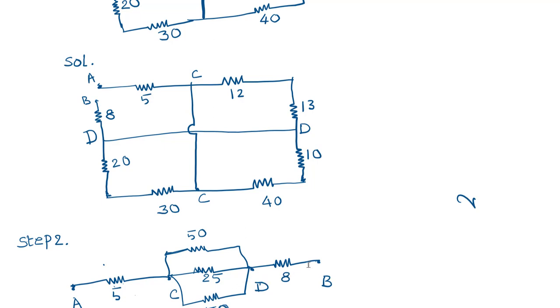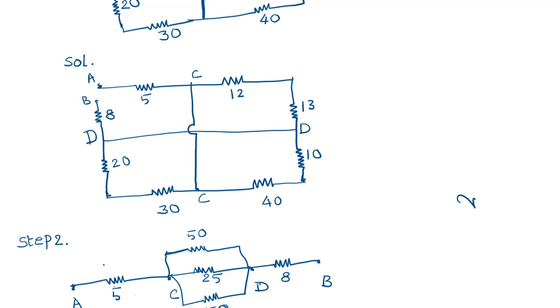Then, what is the other element between C and D? This is C and this is D. There are two elements connected in series, that is 10 ohms and 40 ohms. So add them. 40 plus 10 means 50 ohms. So we get 50 ohms between C and D.